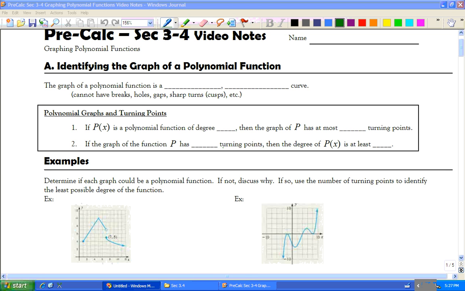Okay, welcome to section 3-4 video notes, graphing polynomial functions. Most of this should be a review of things that you've already had in part A. And we need to identify what a polynomial graph is going to look like. And this has been introduced a couple times before.